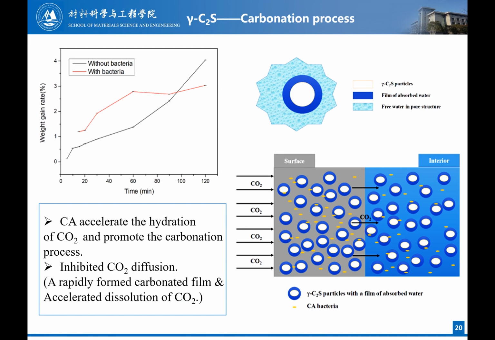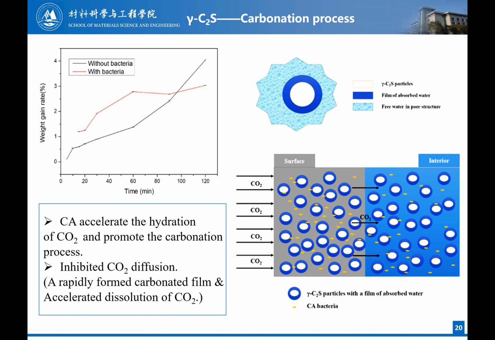As shown in this schematic diagram anyway, the bacteria accelerate the hydration of CO2 and promote the carbonation process, contributing to higher carbonation degree at the edge of the specimens. However, the rapidly formed carbonate film and the accelerated dissolution of CO2 inhibited CO2 diffusion, leading to smaller carbonation depths.